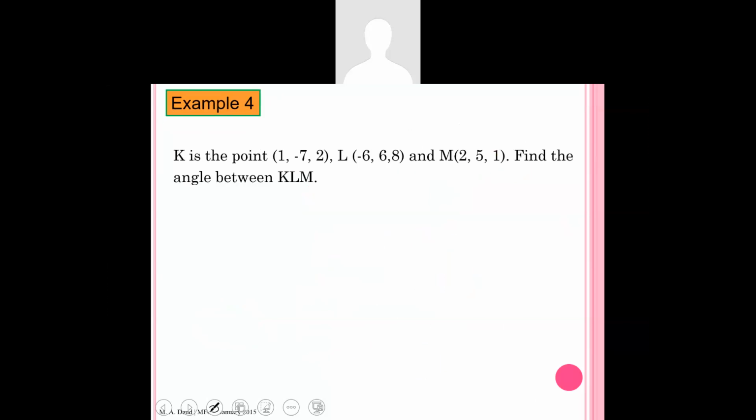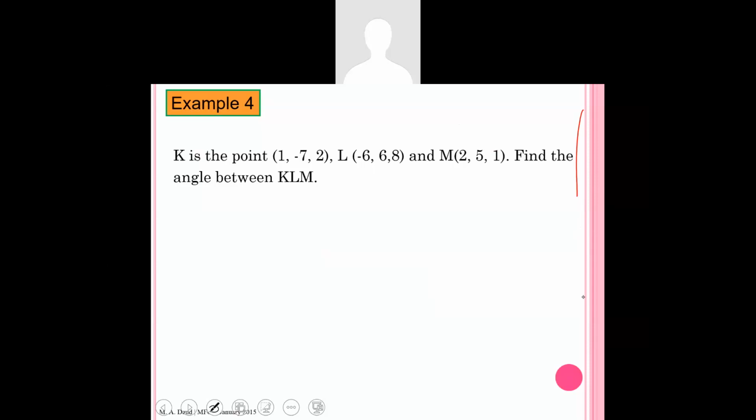Okay, last example before we go into the third part of the lecture. K is the point 1, -7, 2. L is the point -6, 6, and 8. And M is 2, 5, and 1. Find the angle between K, L, and M.